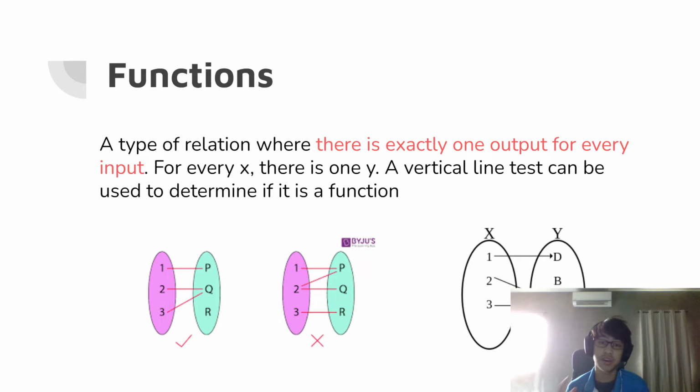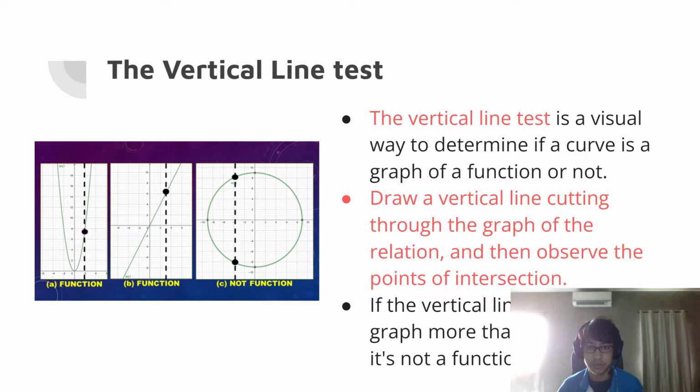And every function is a relation, but not all relations are functions, because a function is a type of relation. You could use a vertical line test to determine if it's a function or not. The vertical line test is a visual way to determine if a curve is a graph of a function or not. So you draw a vertical line cutting through the graph of the relation, then observe the points of intersection. If the line intersects more than once, then it's not a function.